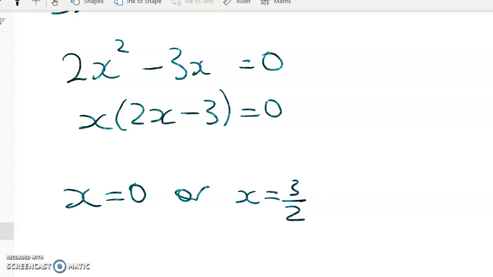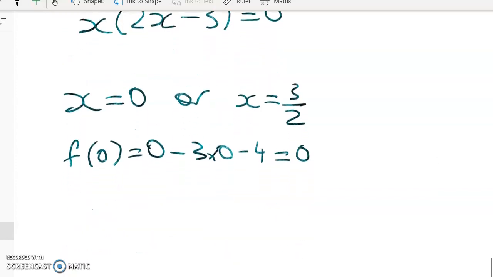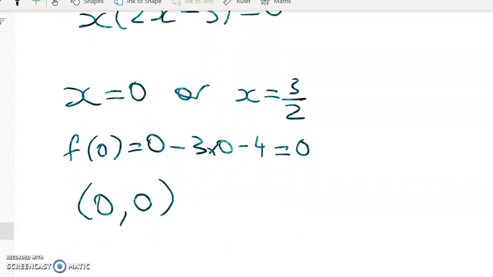Right, now what we have to do though is to find the coordinates, and then we have to find the equation of the tangent. But we've done all of the hard thinking now. So to get the coordinates, we need to put it back into f of x. So f of 0 is equal to 0 minus 3 times 0 minus 4, which is 0. So the first point, we'll call it A, is going to be 0, 0.